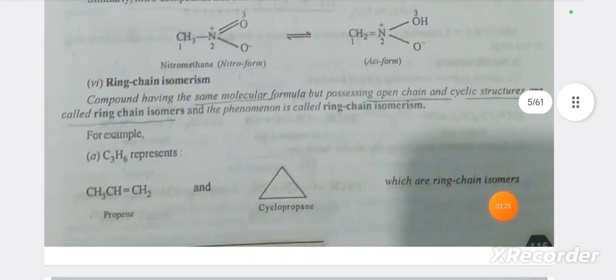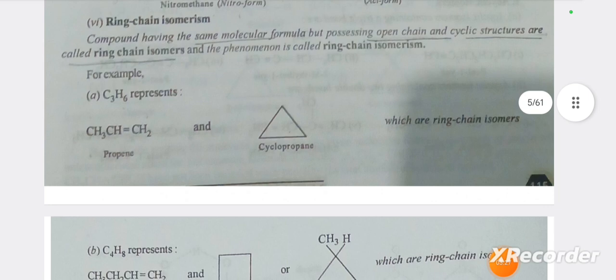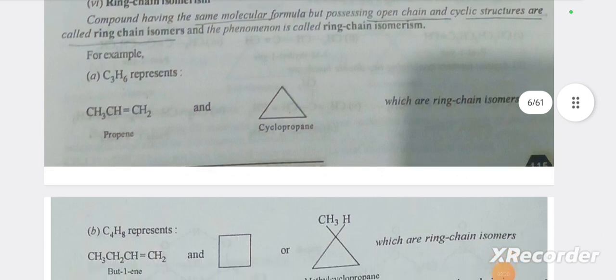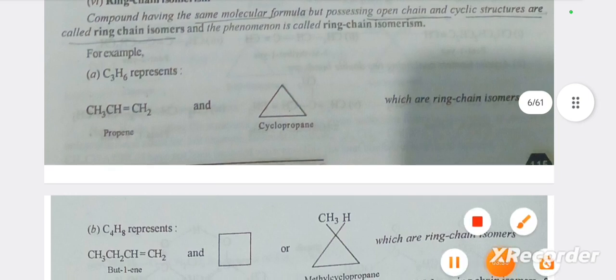Ring chain isomers: compounds having the same molecular formula but possessing open chain or cyclic structures are called ring chain isomers, and the phenomenon is called ring chain isomerism.